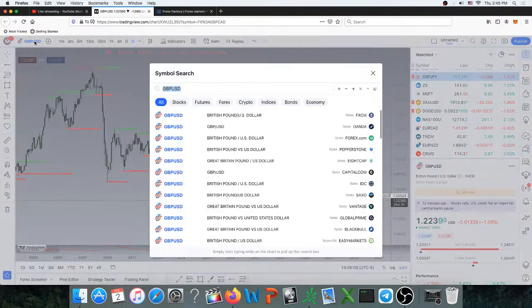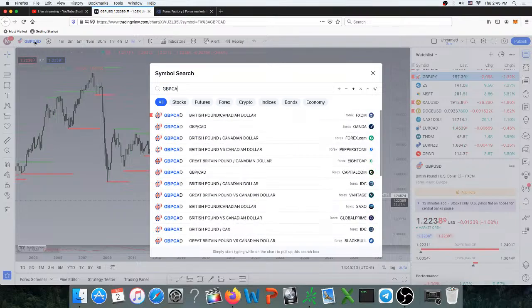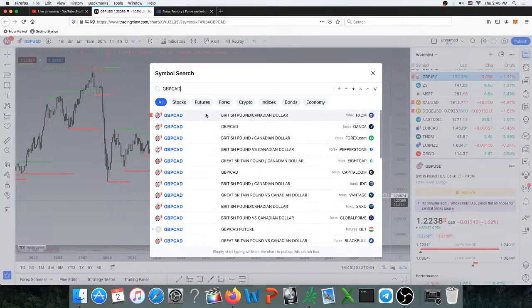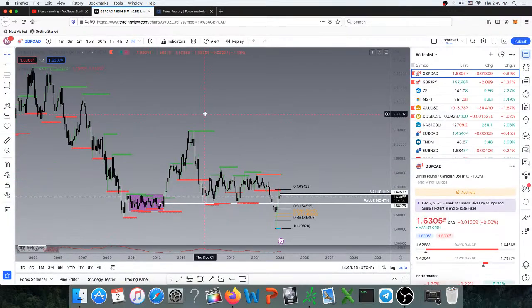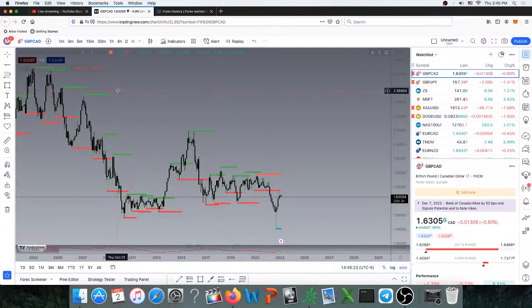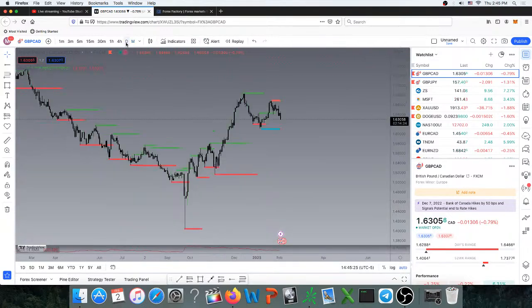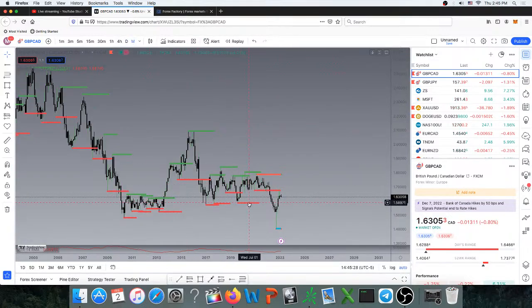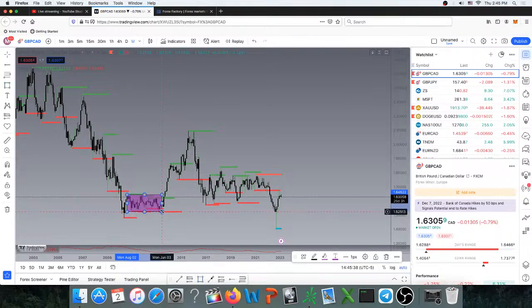Let's look at GCAD. Okay. We have this mark, but let's just remark it and see. And we're going to do one more after this. GCAD. Here's the value.